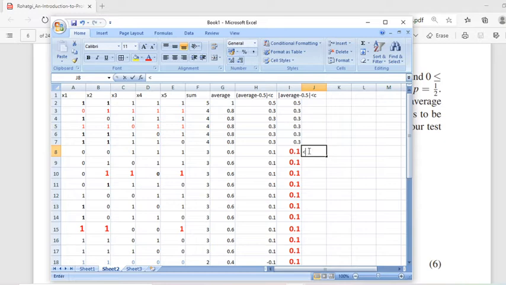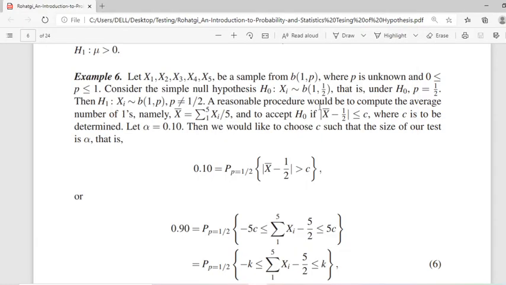This is actually less than some 0.11. If we take c equal to 0.11, then if we are getting these values for the difference, x bar minus p, which is less than c, then we can accept the null hypothesis. So that is the criteria.